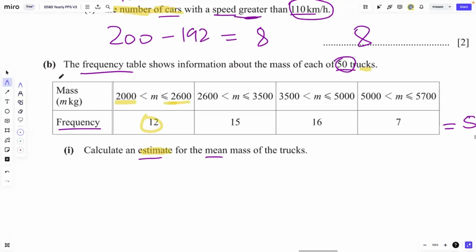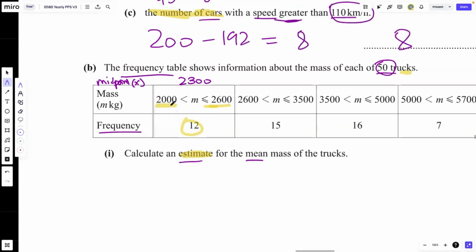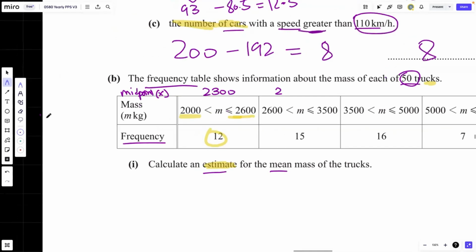So we'll make a column for midpoint, midpoint bracket x. The midpoint of this is 2300. How do you find the midpoint? You add the two quantities and divide them by 2. Let's do this here so you understand, 2600 plus 3500 upon 2. And you can use the calculator just to be sure so you do not make a mistake. How do you find the midpoint? By adding the two quantities and dividing by 2. Same thing as taking the average of 2 things.